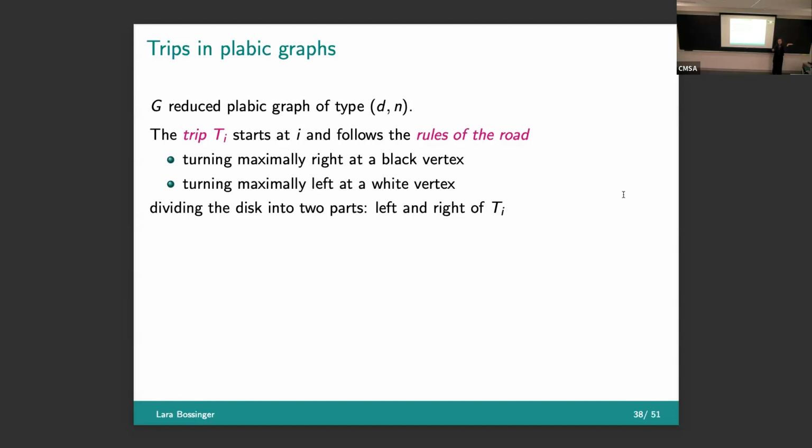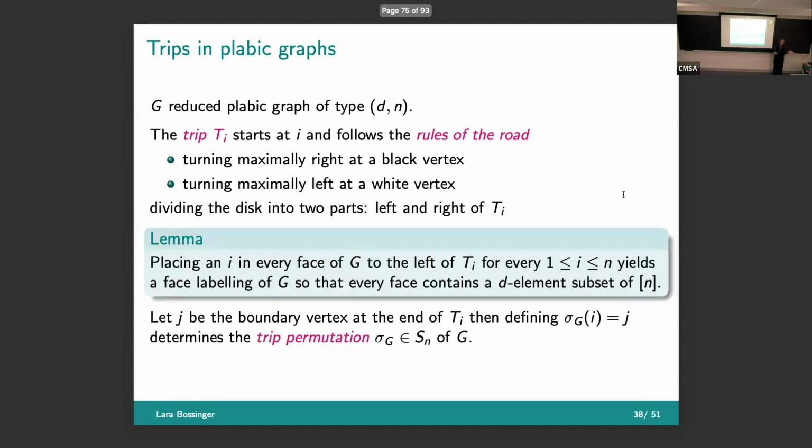And they also come oriented, because the trip I started at the vertex i. So in particular, I can talk about the right and the left side in the plabic graph, faces that lie to the right and faces that lie to the left of my trip. And I will start labeling faces with the indices i, depending on which side of my trip they are. So in particular, what I choose as my labeling here is placing the index i to every face to the left of my trip T_i.